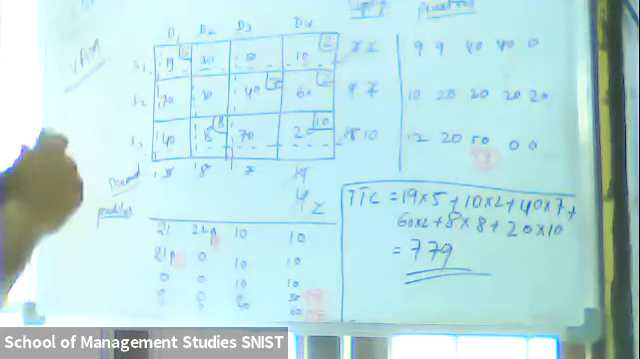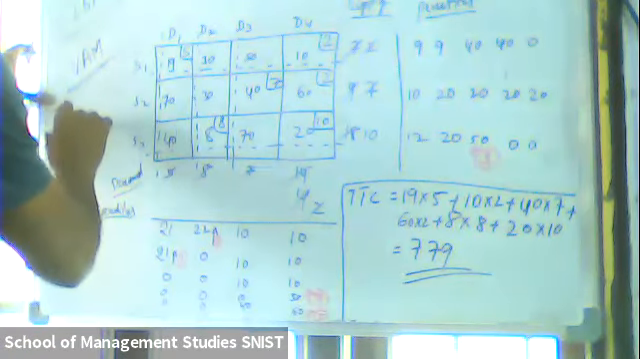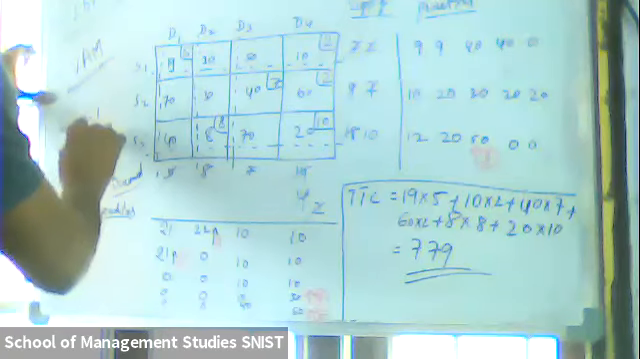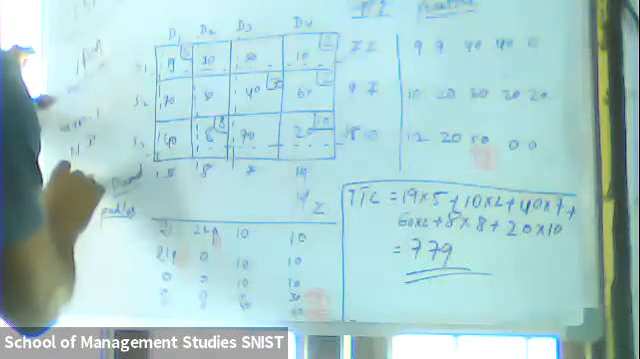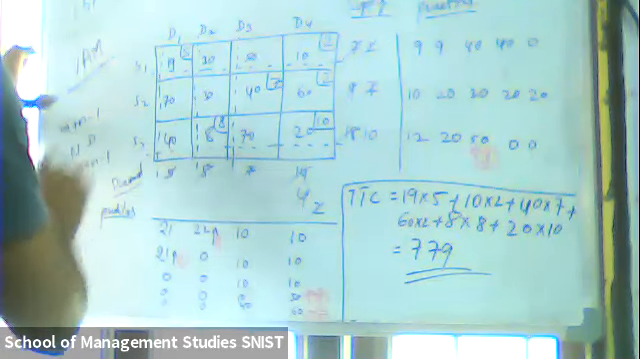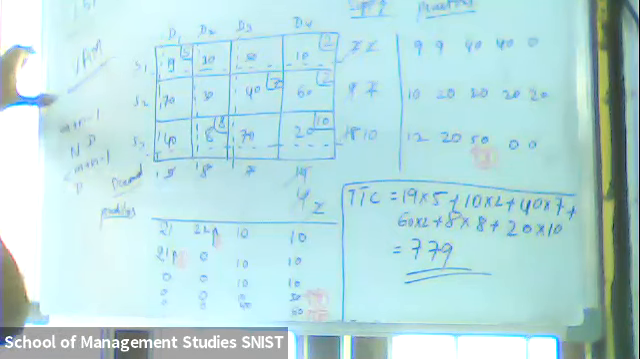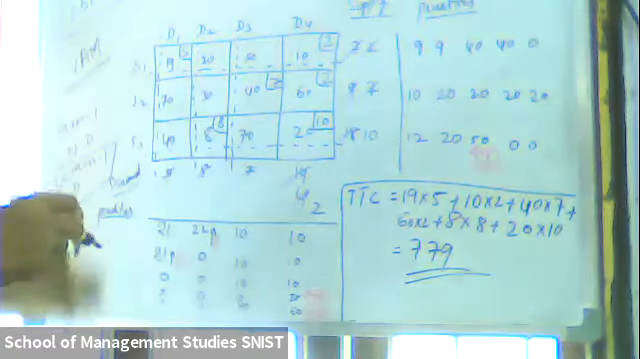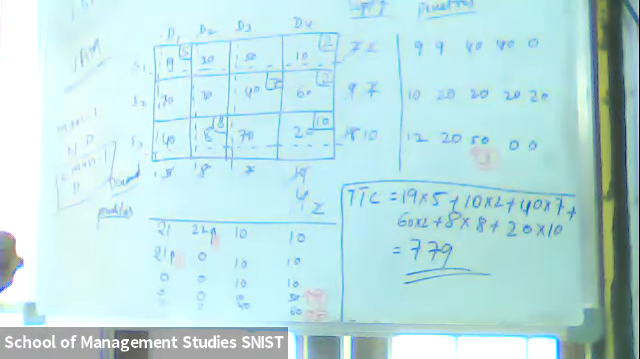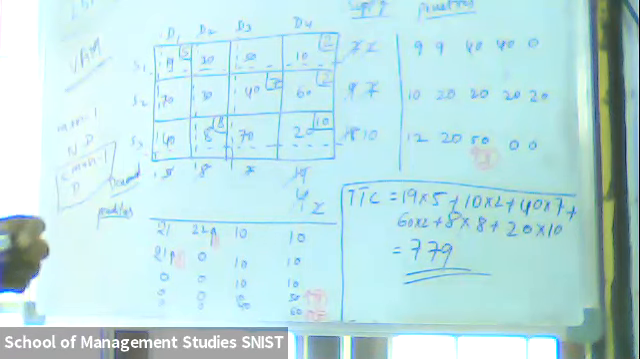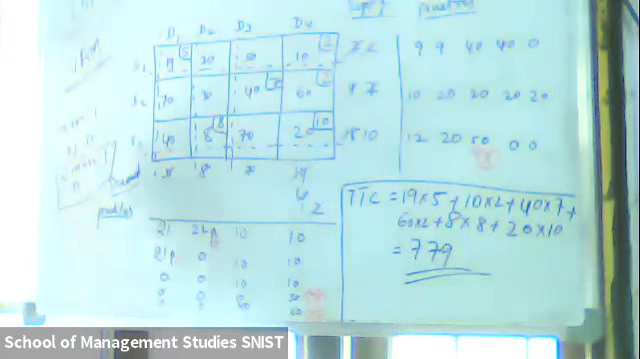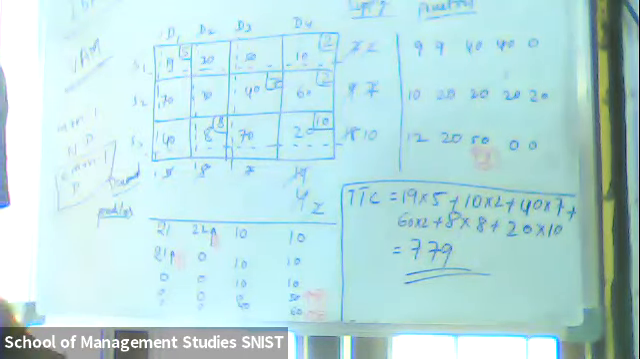Can any one of you tell me, if the m plus n minus 1 condition is satisfied, what is that called? Non-degeneracy. Okay, so if your allocations are less than m plus n minus 1, then that is called degeneracy. This degeneracy condition we'll discuss after 11 o'clock.